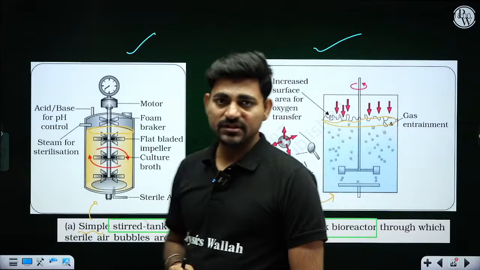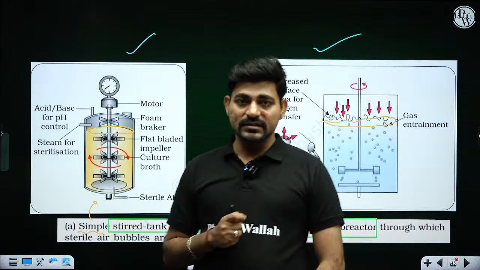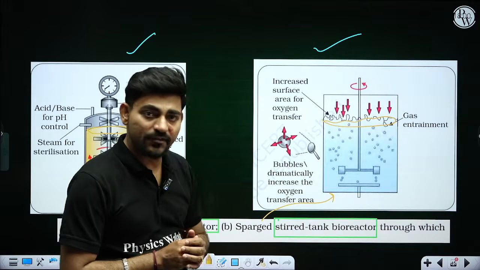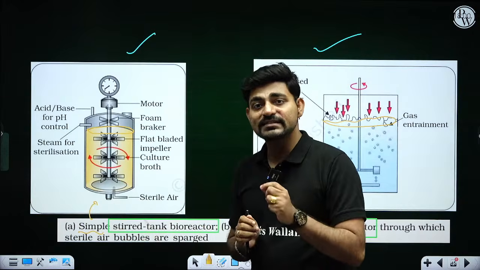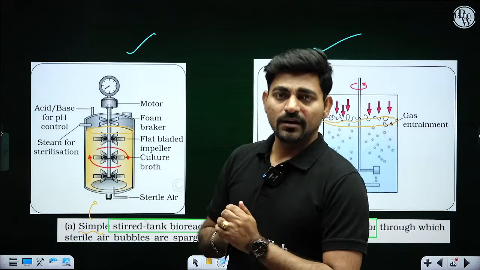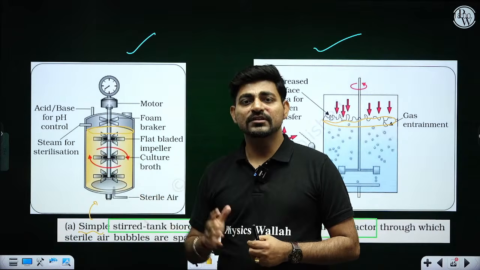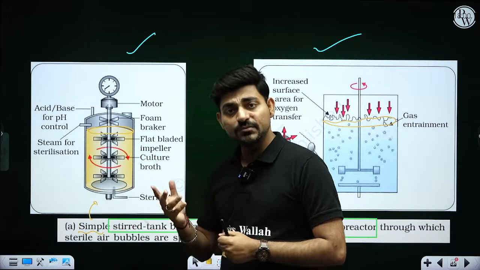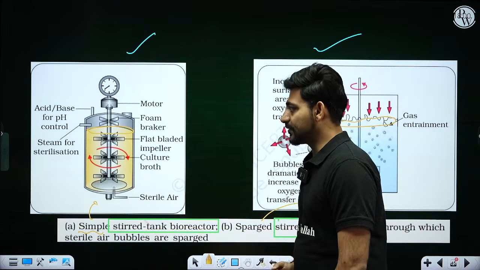Now which is beneficial for what? If you are performing culture of aerobic organisms, then you must use a sparged stirred tank bioreactor. Otherwise, after some time, the aerobic cells will start dying inside a simple stirred tank. But if you are performing your downstream processing and the whole mechanism with anaerobic cells, then you can go with a simple stirred tank. If you are doing anaerobic bacteria culture, you can go with a simple stirred tank.